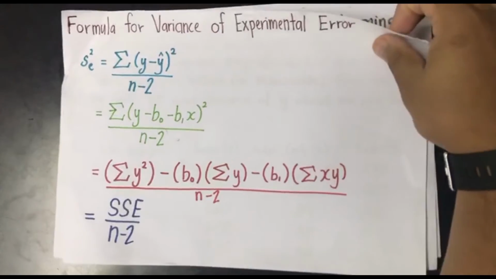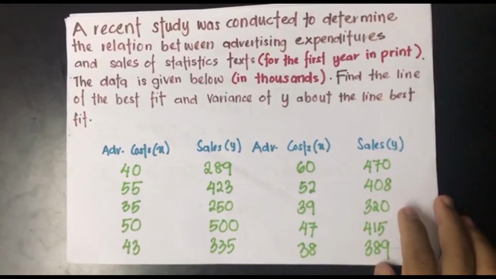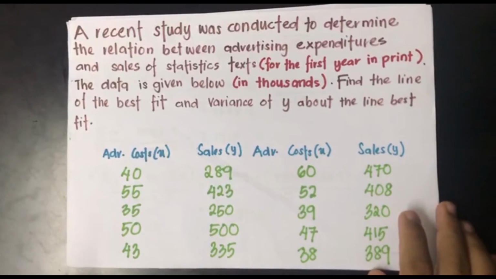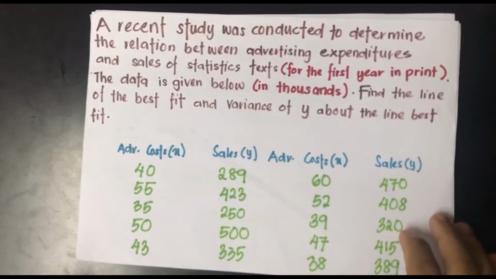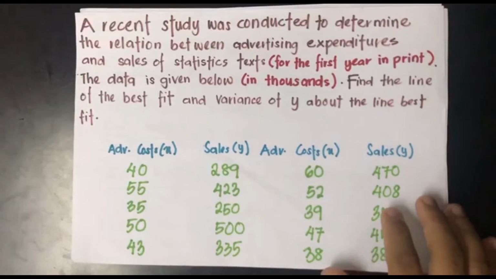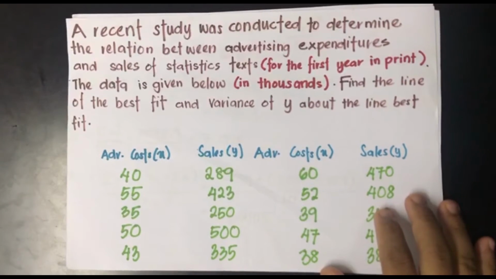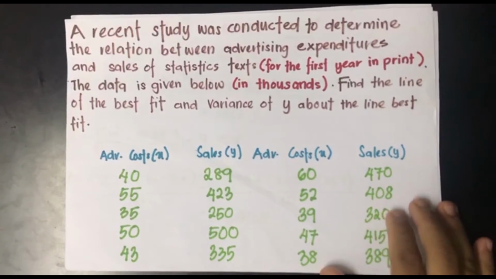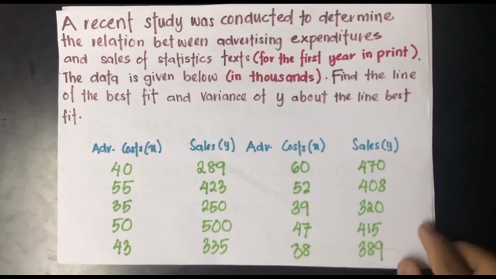So let's take a look at the example. A recent study was conducted to determine the relation between advertising expenditures and sales of statistics texts. The data is given below. Find the line of the best fit and variance of y about the line of best fit. So this is the data given.